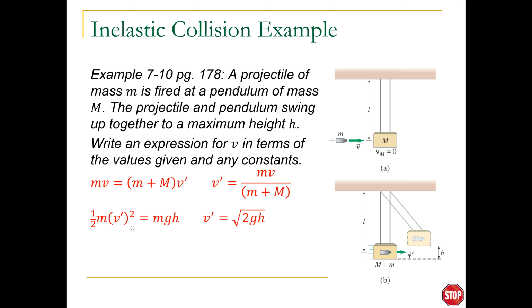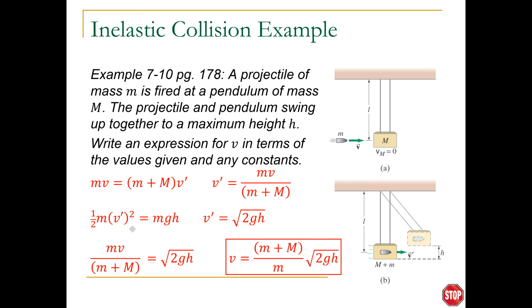And again, I can solve for v prime. I get root 2gh. And then I'm setting those two expressions equal to each other. So mv over m plus M equals root 2gh. And then I'm solving for v. And I get an expression, a little long.